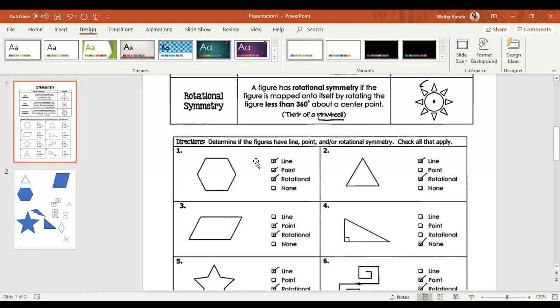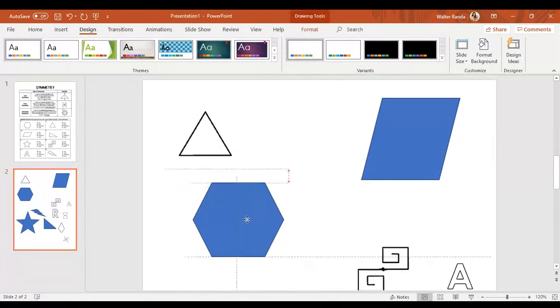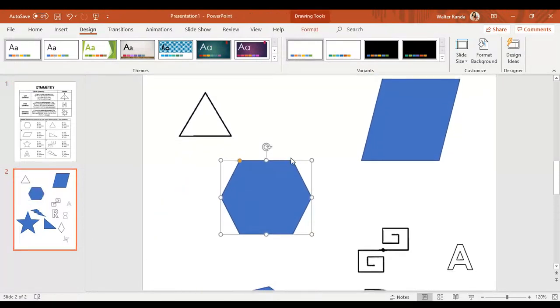Okay, so that's kind of easy to tell. Point symmetry. I'm going to come over here to my figures. Here is a similar hexagon. Point symmetry is saying, if I flip this upside down, so if I rotate it so that it's upside down, is it the same? And the answer is yes. It looks the exact same. It is mapped onto itself. So it has point symmetry.